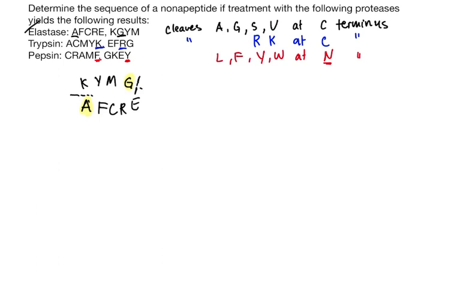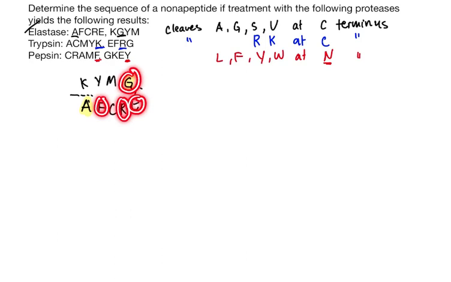Now let's take a look at trypsin. For trypsin, we have ACMYK, EFRG, so R and K. So we see them here. We have R and we have K and we have R over here. So now we know that we want to get EFRG. So that's this one, R, F, E, and G.